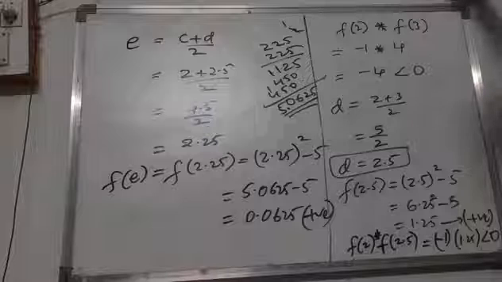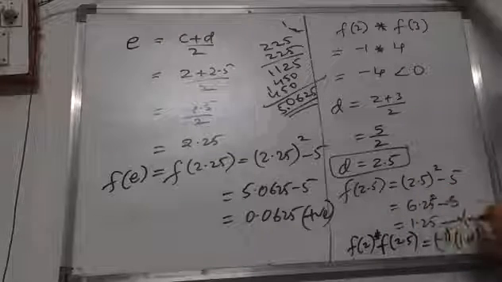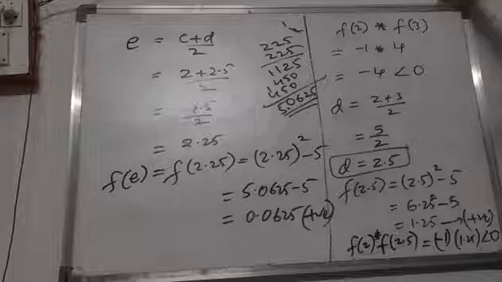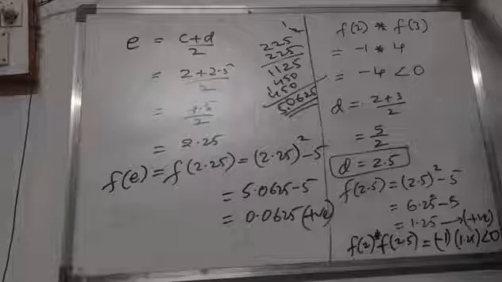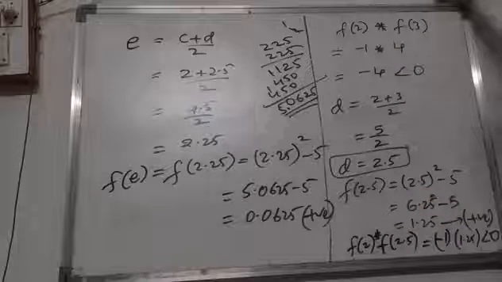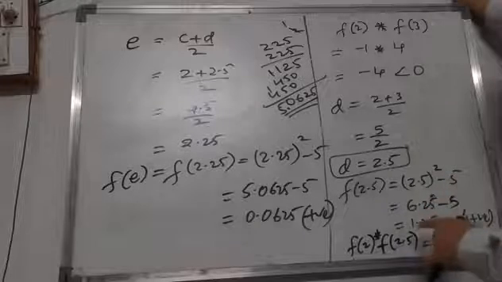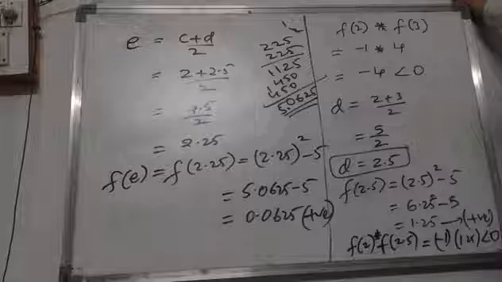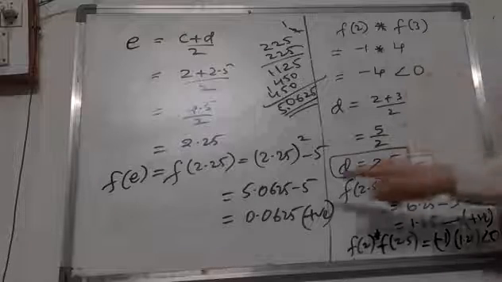So we have to look for the negative value. So here f of 2.5 is positive and f of 2 is negative. So the root lies between positive and negative, right? So we have to take the average of E and C. Why I am not taking D? Why I am not taking D? Because here if you see, f of E I have found.